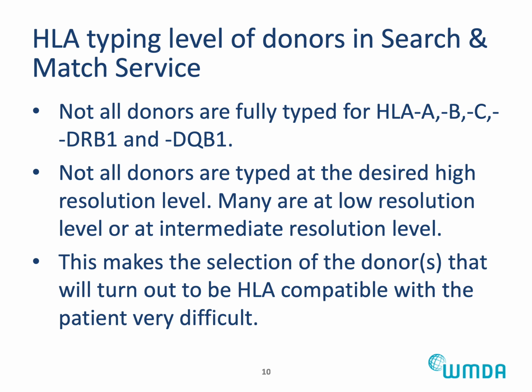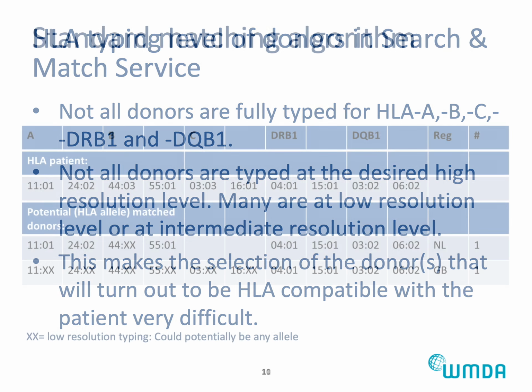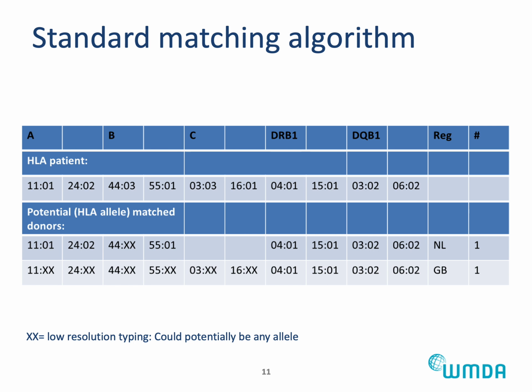The matching algorithm needs to take into account that not all donors are fully typed for HLA-A, B, C, DRB1 and DQB1. And also, not all donors are typed at the desired high resolution level. Many donors are typed only at low resolution level or at intermediate resolution level. And the fact that donors are not completely typed makes selection of the donors that will turn out to be HLA compatible with the patient very difficult. I will first explain the standard matching algorithm.